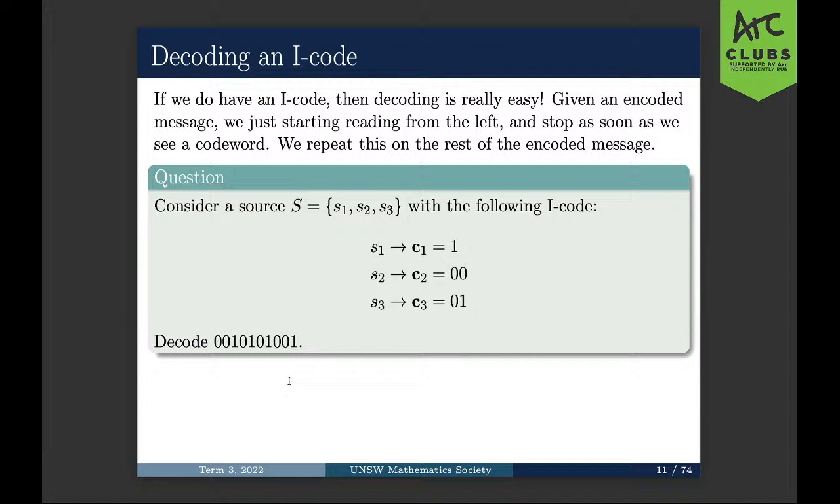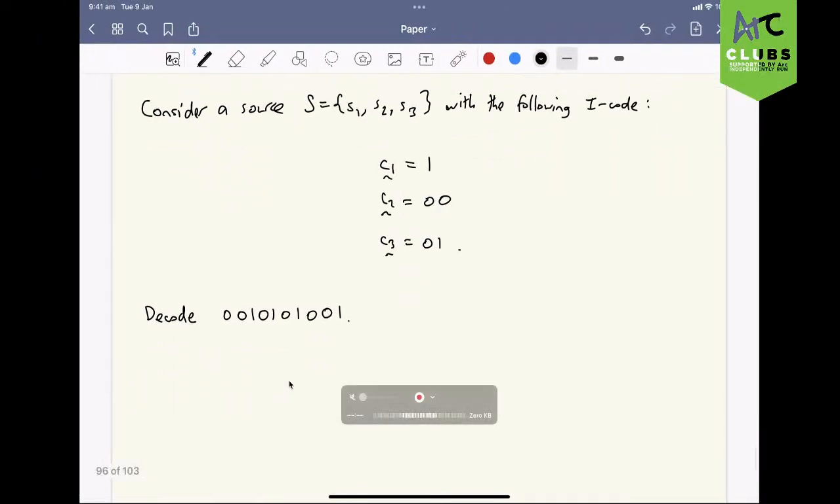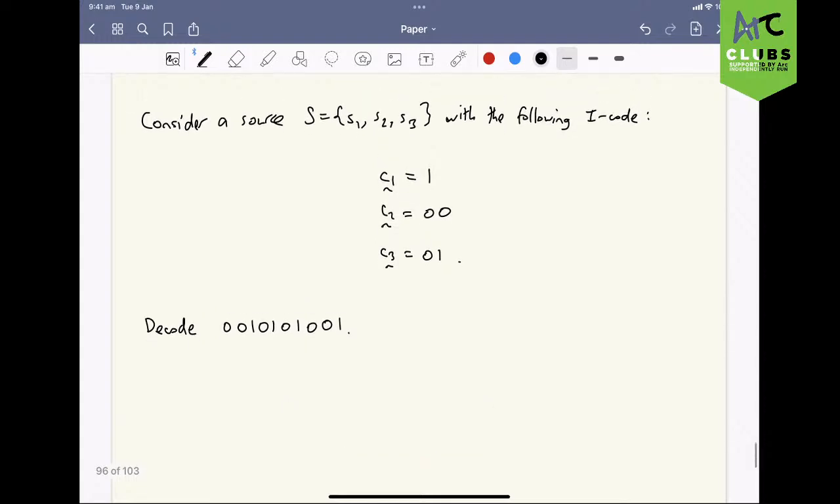So yeah, here's the question. The way we do this, we start reading from the left to right. So we start reading from the 0, and we ask ourselves, is 0 a code word in here? Well, no, 0 doesn't appear here. So we keep going. We extend our vision here. 0, 0, is that a code word? Yes, it's C2. So this part over here gets translated into S2.